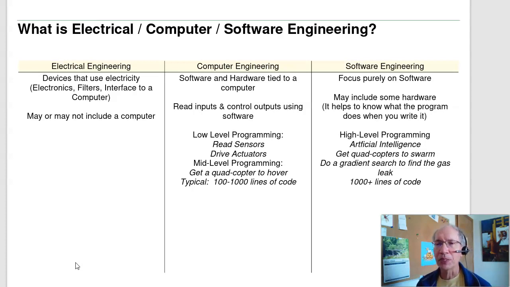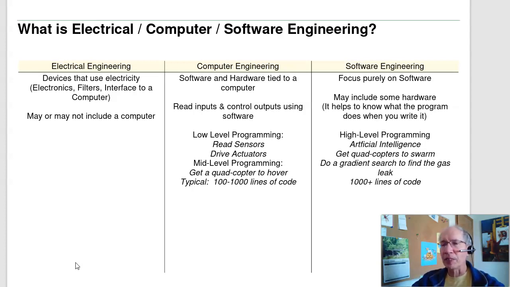A computer engineer is an electrical engineer that designs systems that have a computer. It's basically software and hardware tied to a computer. In programming, there are actually 3 levels of programming. The computer engineers typically do the low-level programming. That's where you read the sensors, you drive the actuators, read and write to the actuators or the registers. That low-level programming, that's computer engineering.